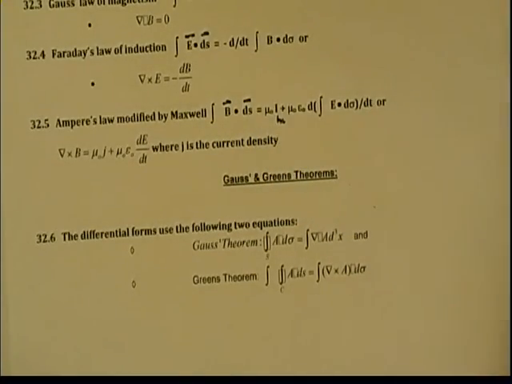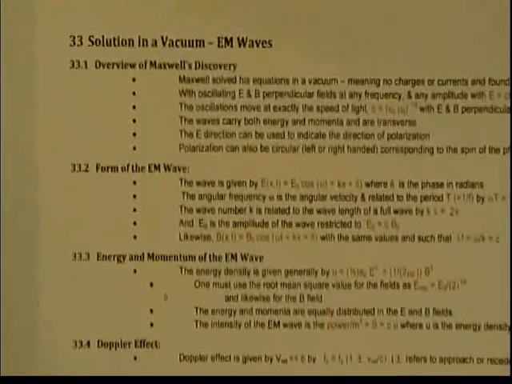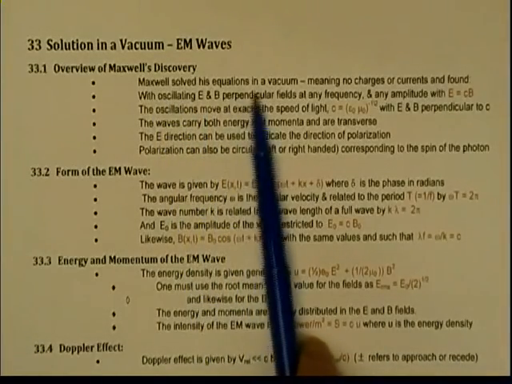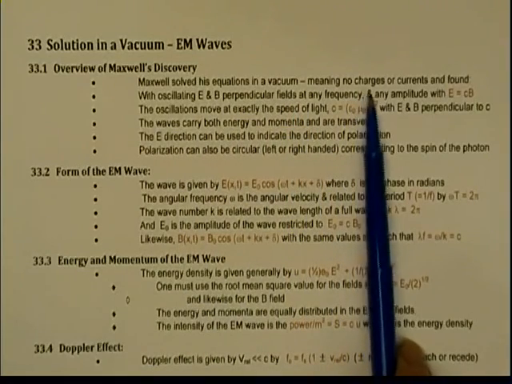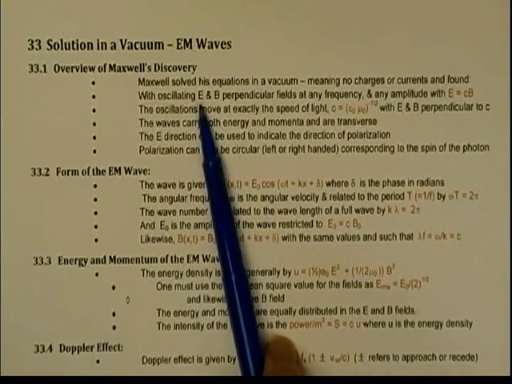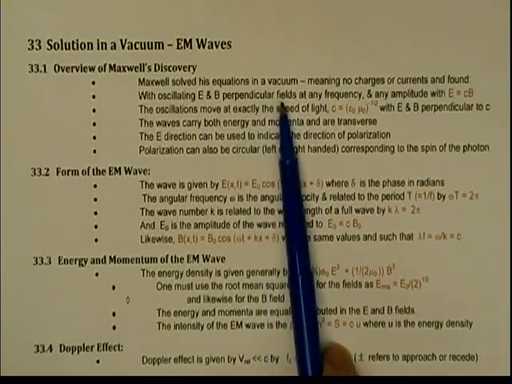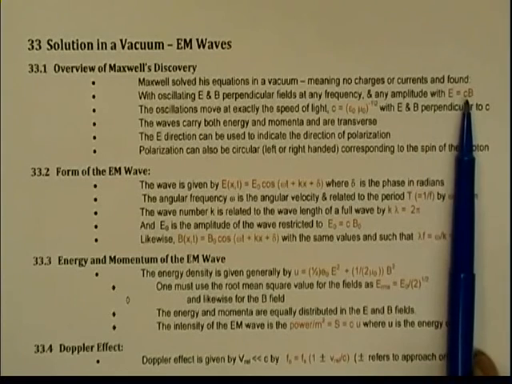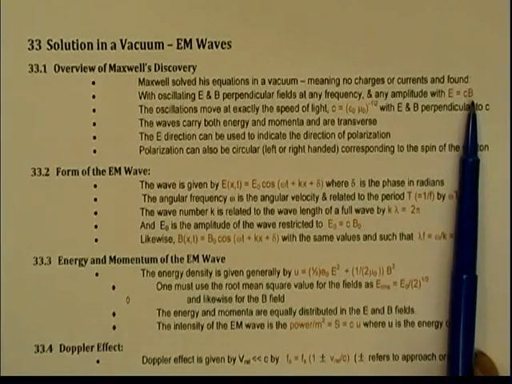Now these 4 equations Maxwell then studied and came to the following conclusion. This was in chapter 33, and you'll recall that in this chapter we found that Maxwell solved these equations in a vacuum, meaning no charges and no currents were found anywhere, that there's still a solution where E and B are perpendicular fields, can oscillate at any frequency with any amplitude, but the E has to be proportional to the B. In other words, there's a proportionality in the amplitude of E and B.